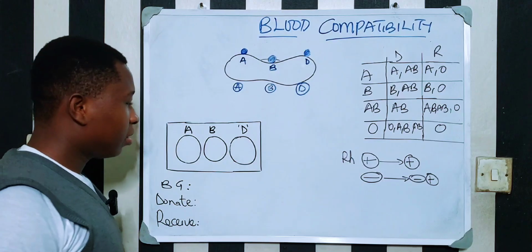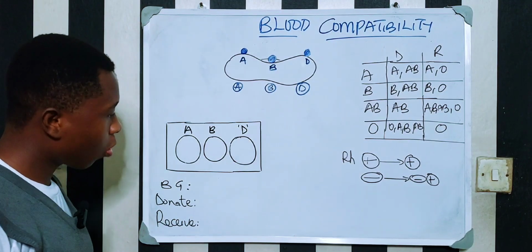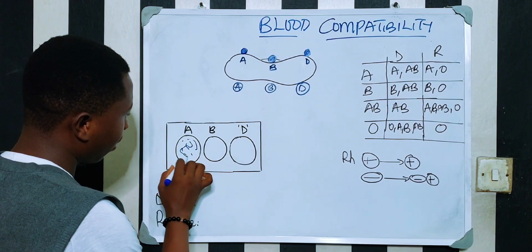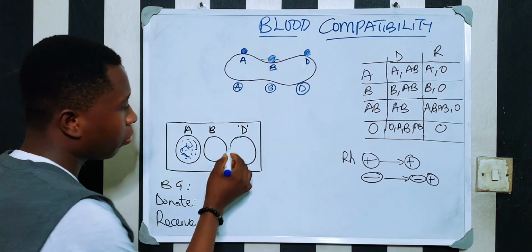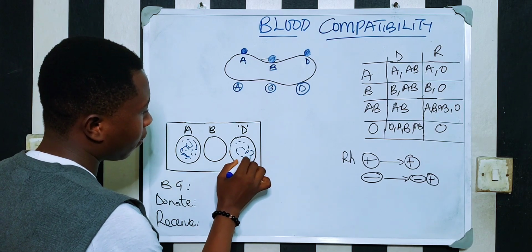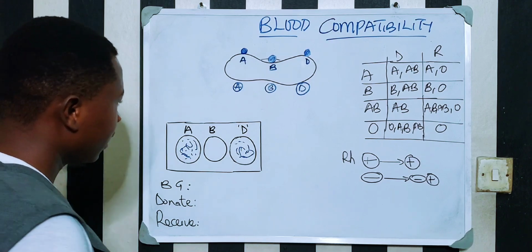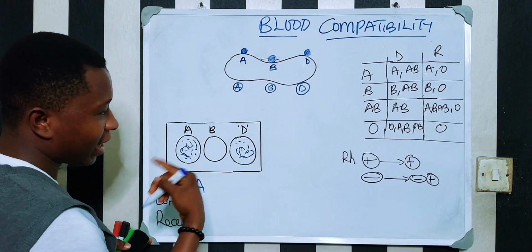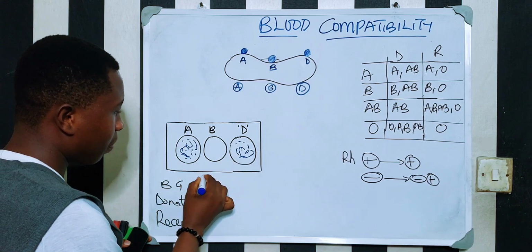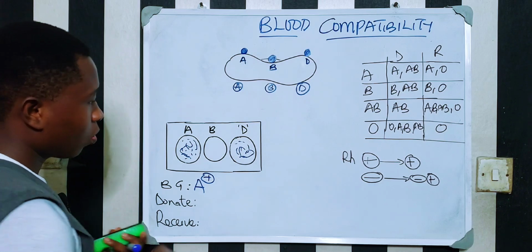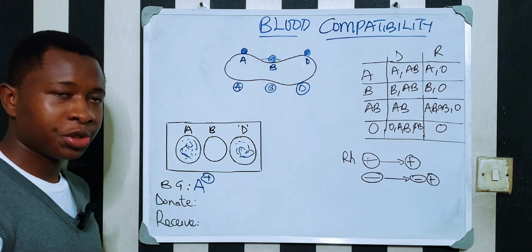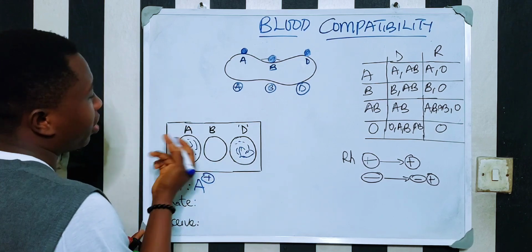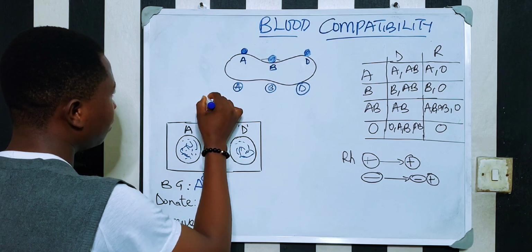So let's look at another scenario now, where you have a clump here, and also a clump here. Okay, so what does this signify? It signifies that this is an A blood and it has the resource factor, so it's A positive. Now what are the antibodies in circulation? The antibody in circulation here is antibody B, because it is blood group A.